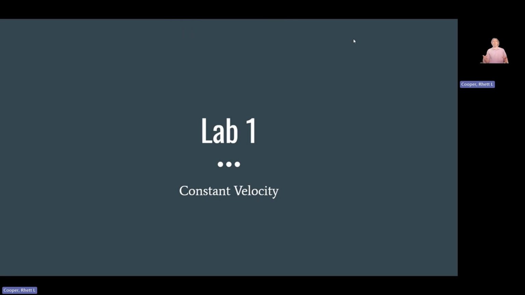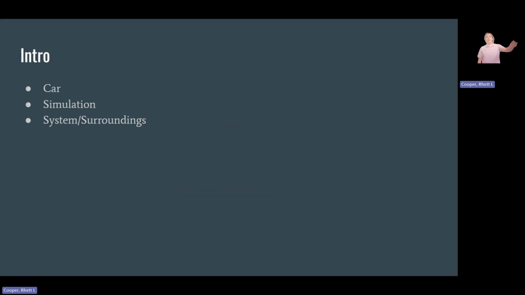We have our lab one report here. Constant velocity car thingamabob. Intro: we had a car. It went and yeah, that was really great. We just pushed it at somewhat constant velocity.